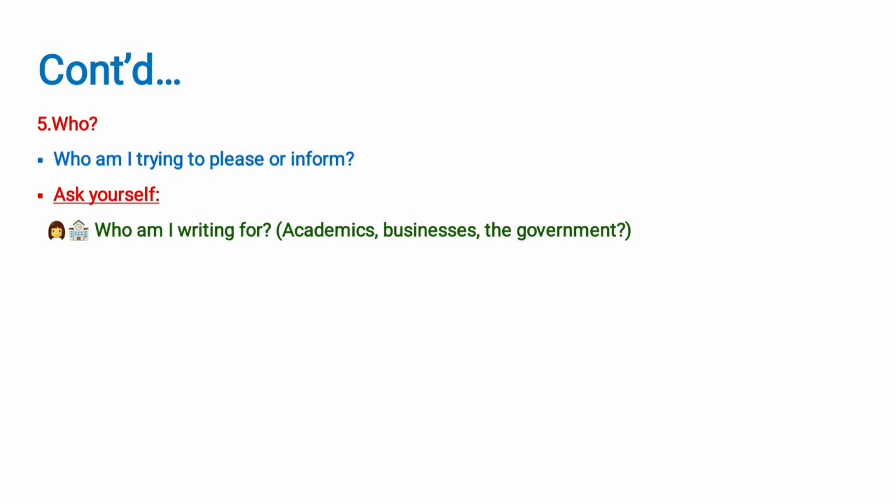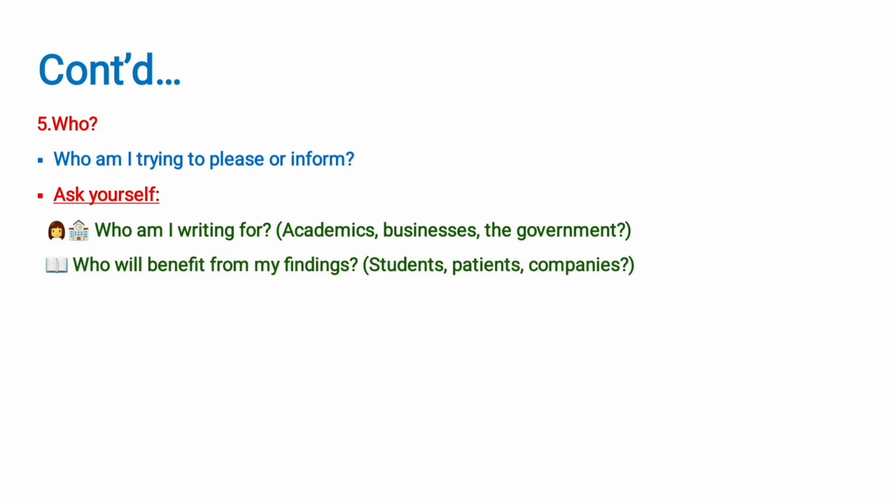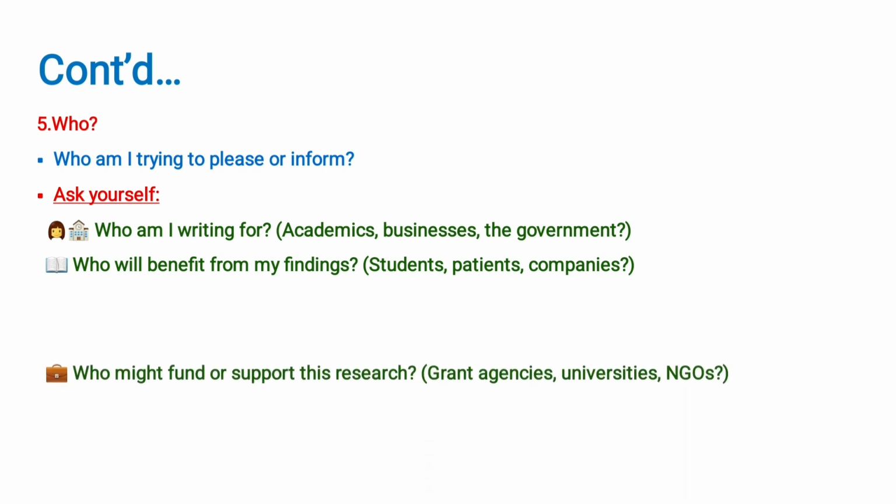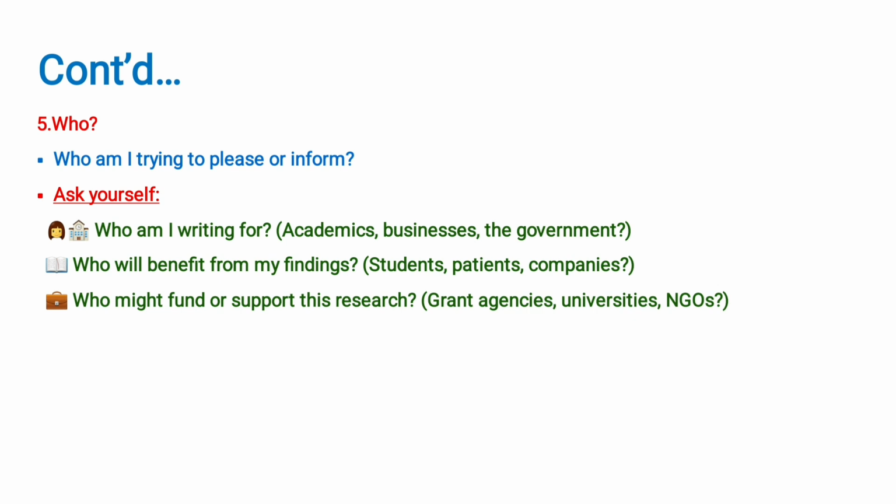That is the fifth WH question you need to ask yourself before selecting a research topic. Because research is not just about what you study. It is also about who will read it or who cares about your research. So at this point, you need to ask yourself, who am I writing for? Is it for academics? Is it for business or the government? Who will benefit from my findings? Students, patients, or companies? And who might fund or support this research? Grant agencies, universities, NGOs, or others?